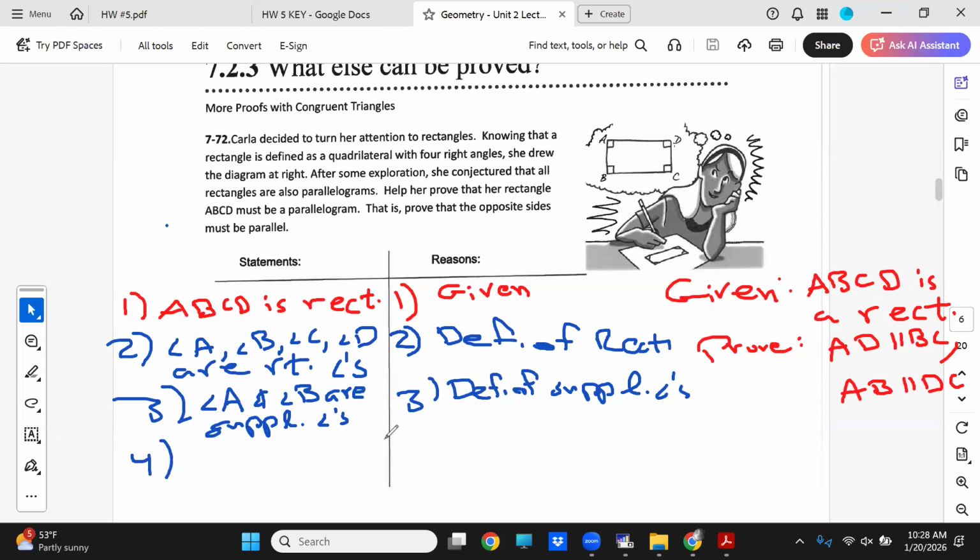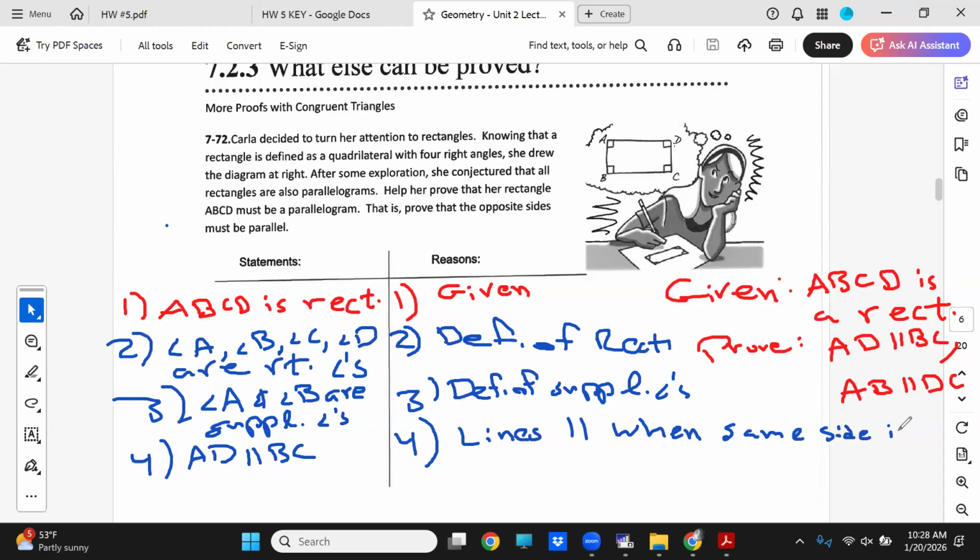So then you could say this. AD is parallel to BC. And that's because lines are parallel when same side interior angles are supplementary.